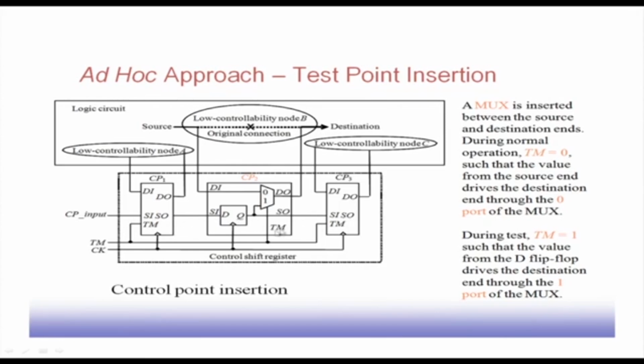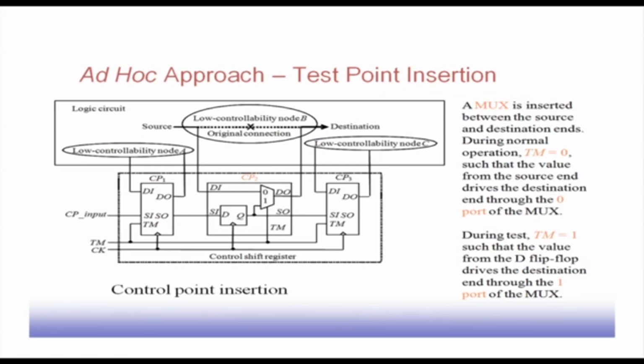After they have been shifted, we make this TM line equal to 1. As a result, these connections get broken. The connection which was taken for normal operation, going through this multiplexer, is no more there. Once this TM line is made equal to 1, this Q output will come here and go via this DO line to the destination. So, this pattern 101 that we wanted to apply at the 3 control nodes A, B and C can be done. So, this is the control test point insertion mechanism.